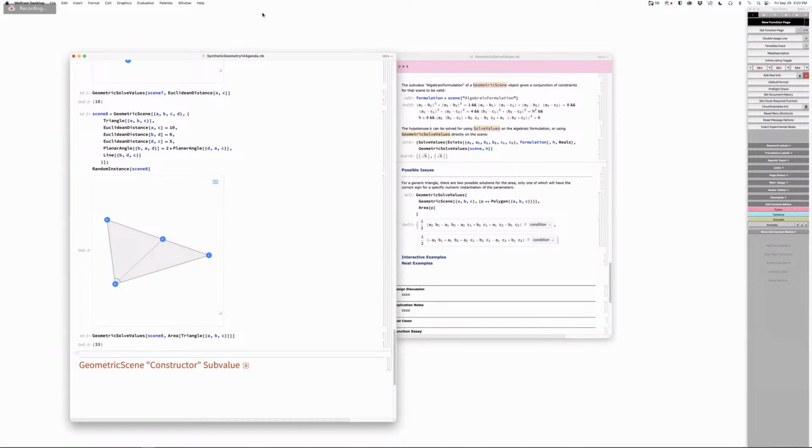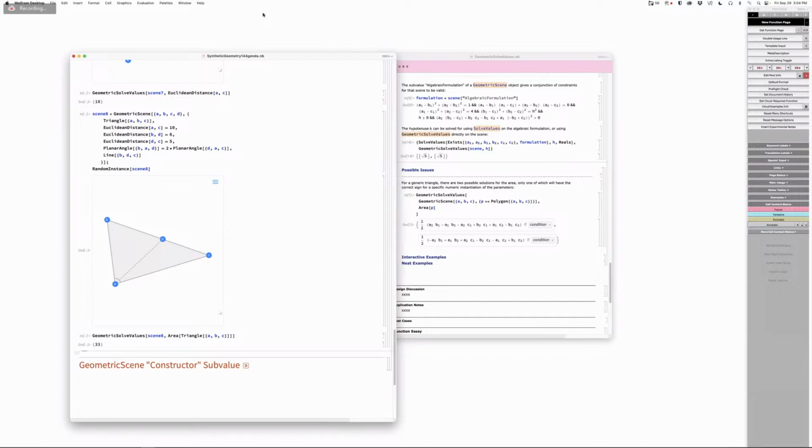Yeah, but basically the equations that would have been used by RandomInstance to draw the scene. So this is the case for symbolic things. For the numerical case, can you blast through when you have specific numerical values for things?